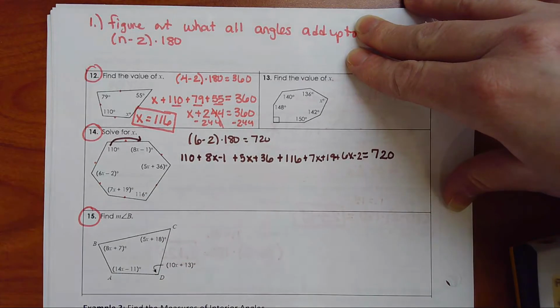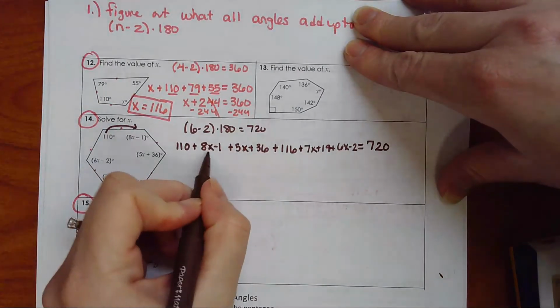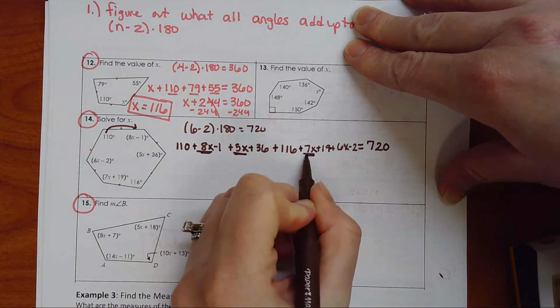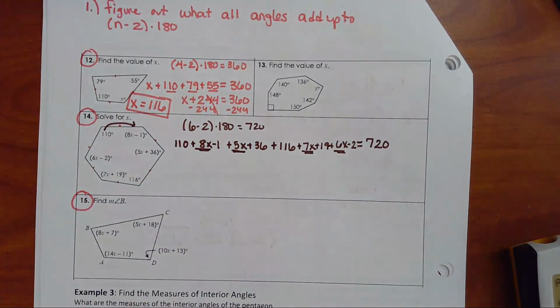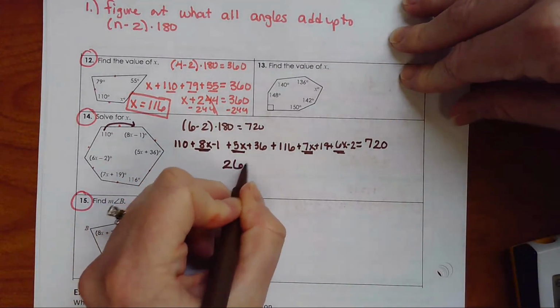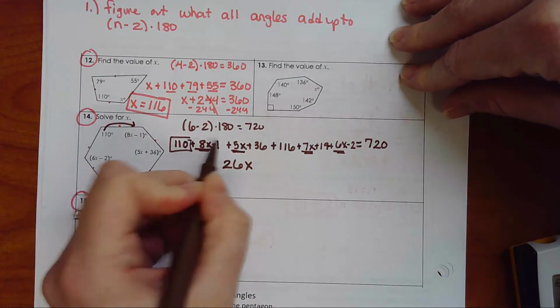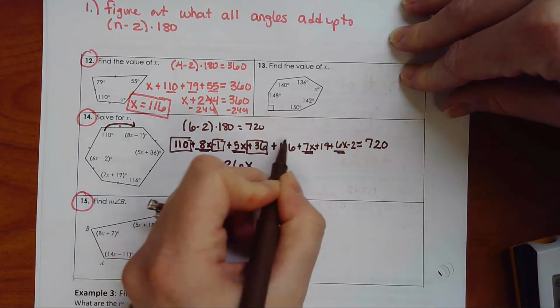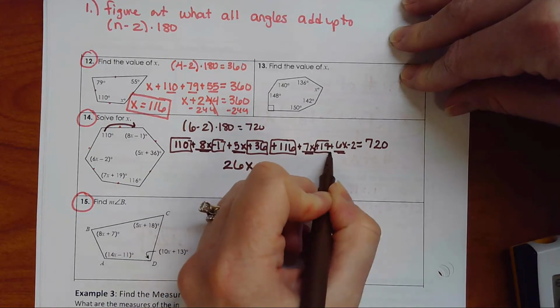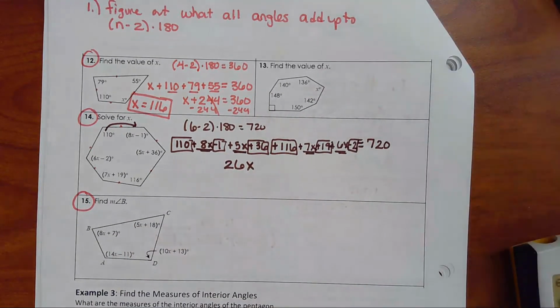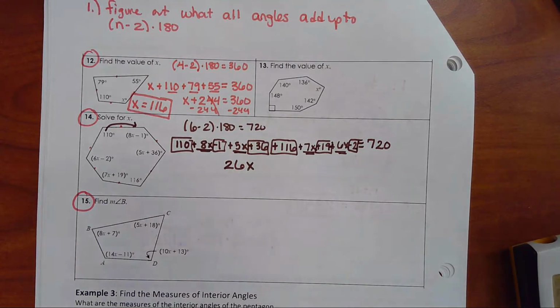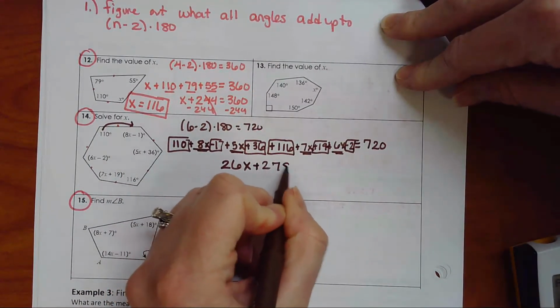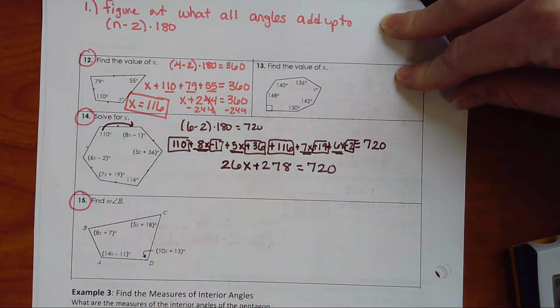Now we can combine like terms. I have 8x's, 5x's, 7x's, and 6x's. 8 plus 5 plus 7 plus 6 gives me 26x. Then I have 110, negative 1, 36, 116, 19, and negative 2. So 110 minus 1 plus 36 plus 116 plus 19 minus 2 is 278. And that equals 720. Makes it a little bit easier.